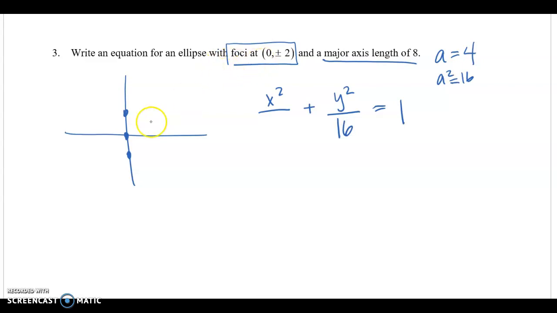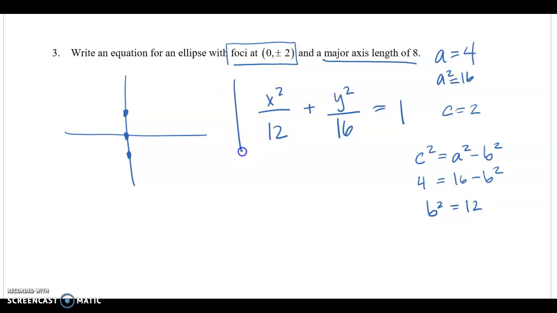And then if the foci are at 2 or -2, that tells me C equals 2. So if I have C squared equals A squared minus B squared, that gives me 4 equals 16 minus b squared. And again, we only need to know what b squared is. In this case, it's 12. So b squared must be 12, and that's the equation. Again, if these problems are only asking for the equation, we can be kind of that quick and sloppy about it.